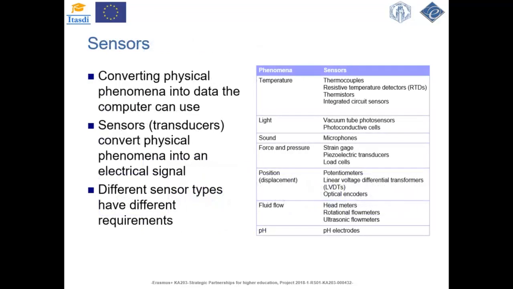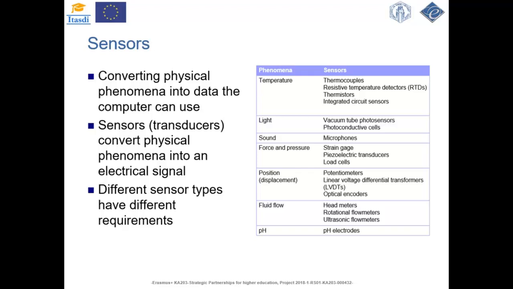So signal acquisition, as I said, is the process of converting physical phenomenon into data the computer can use. And every measurement starts with using a sensor, also called transducers, in order to convert the physical phenomenon into an electrical signal that the data acquisition system can measure. Sensors most often generate electrical signals to measure parameters such as temperature, force, position, sound, or light. Some common types of sensors are listed in the table on this slide.